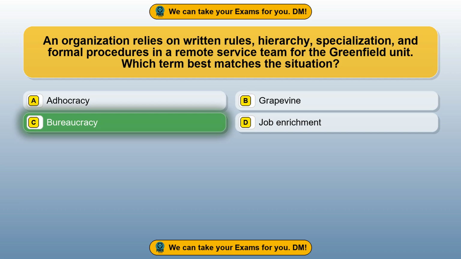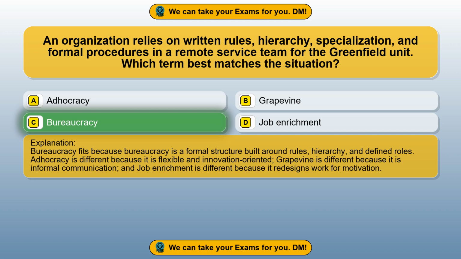The correct answer is option C, bureaucracy. Bureaucracy fits because bureaucracy is a formal structure built around rules, hierarchy, and defined roles. Adhocracy is different because it is flexible and innovation-oriented. Grapevine is different because it is informal communication, and job enrichment is different because it redesigns work for motivation.